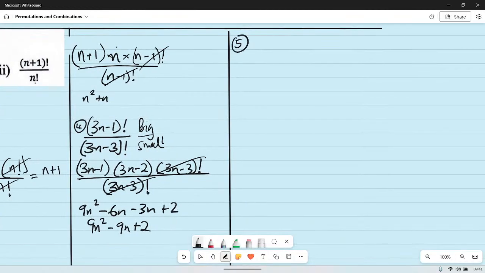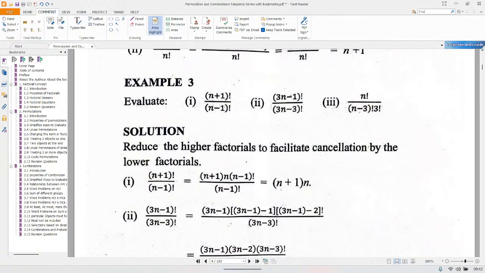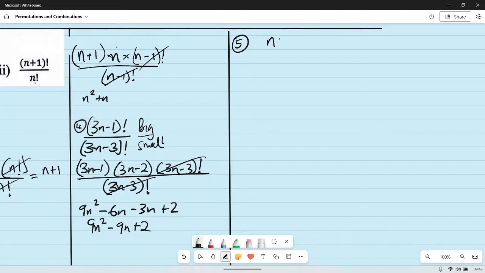Let me give you another example. Number 5: n factorial over (n minus 3) factorial times 3 factorial. Now, which one is big, the top or the bottom? The top. And which one is a factor? Sorry, the one below is a factor of the one at the top. And the 3 factorial, that one we can expand, it is a number.